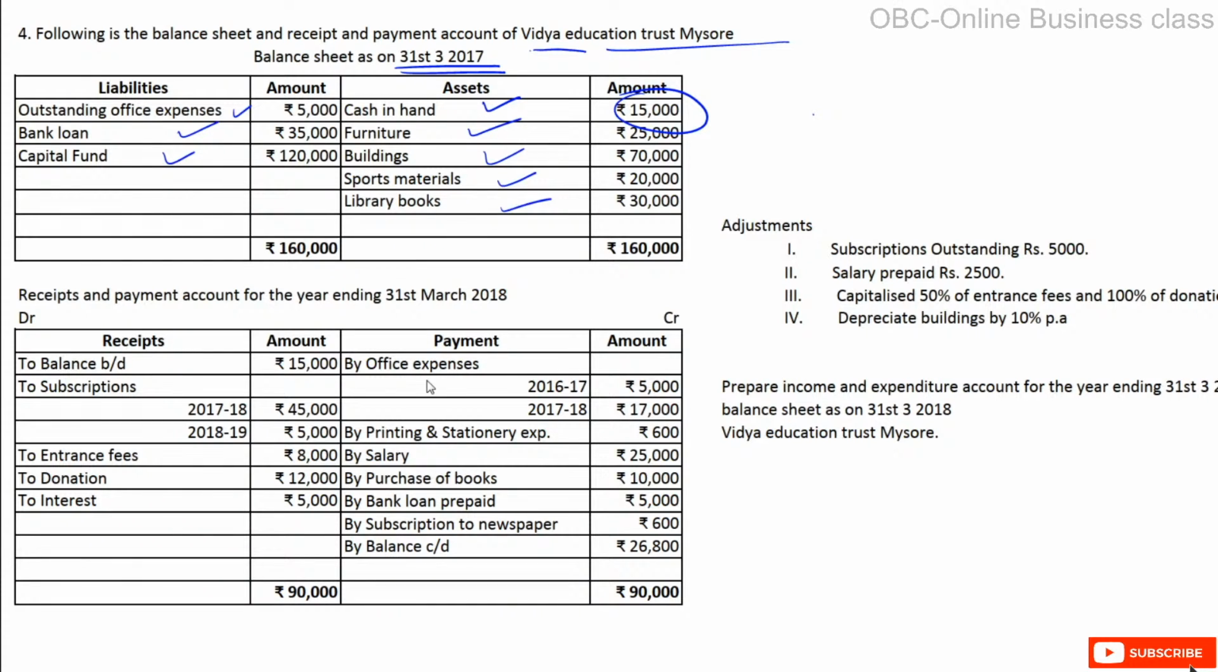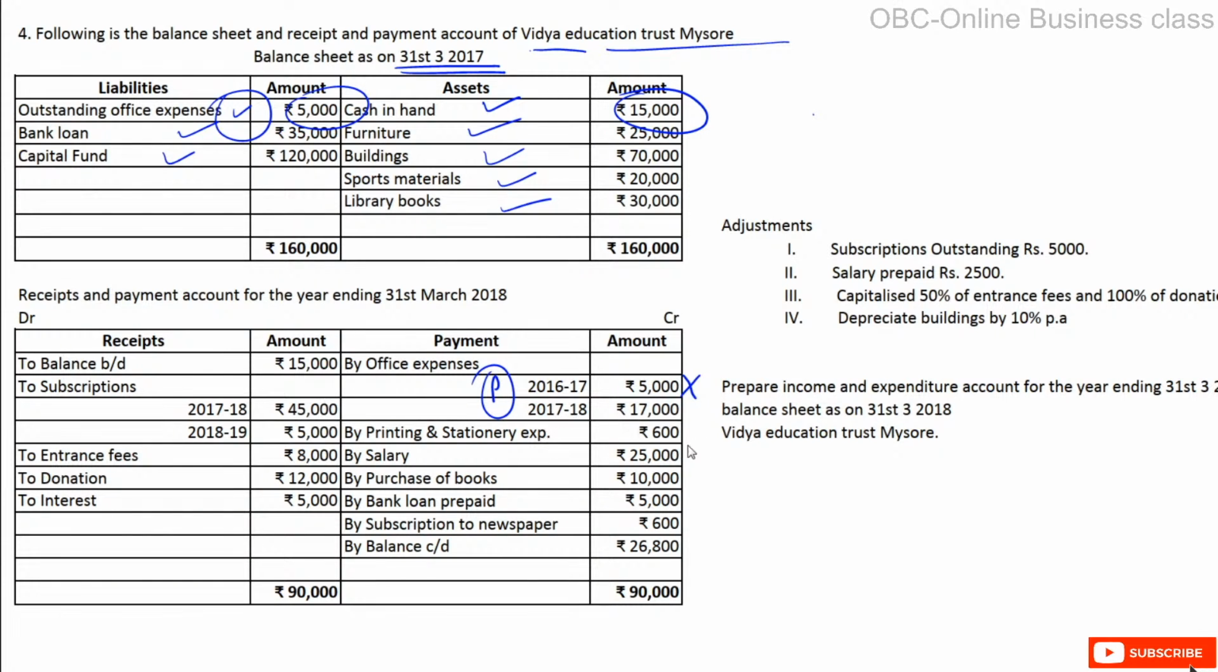On the payment side, starting with office expenses. Office expenses are again categorized into two years, that is 2016-17 and 2017-18. Here 2016-17 is nothing but the previous year, which should be given in the balance sheet of last year. Check, office expenses 5,000 is in the balance sheet of last year. Yes, there is an outstanding office expense whose effect has been taken in the last year. So this item won't be considered in the income and expenditure account, so don't consider this amount.